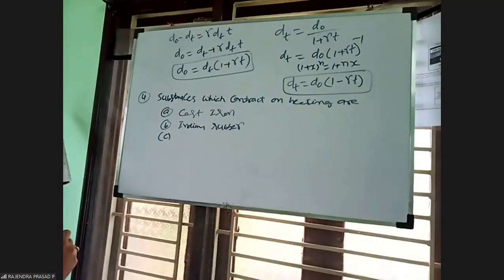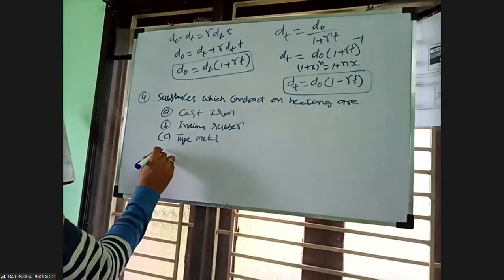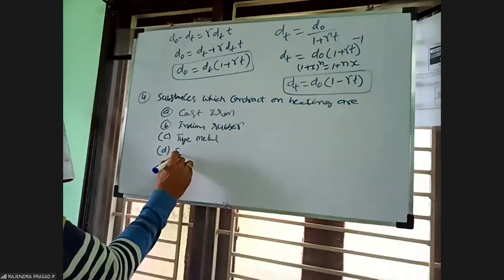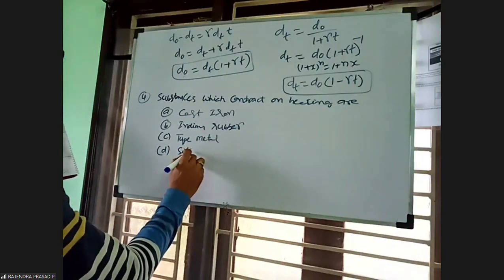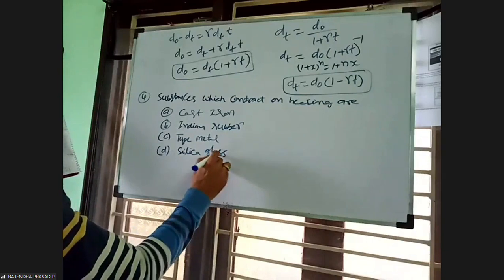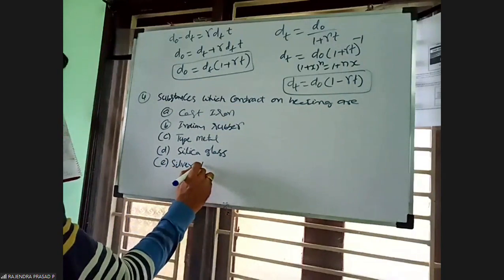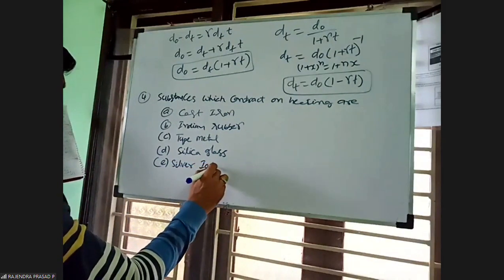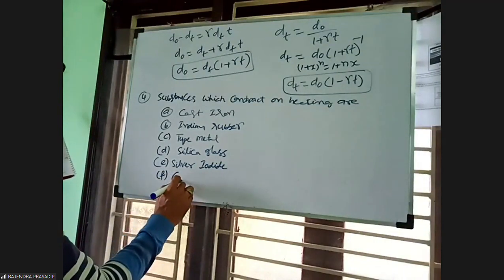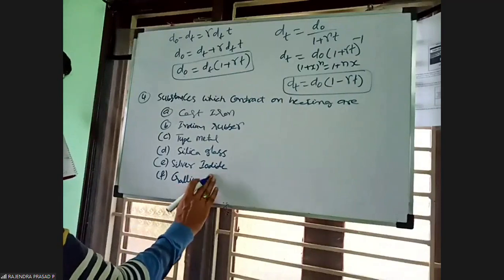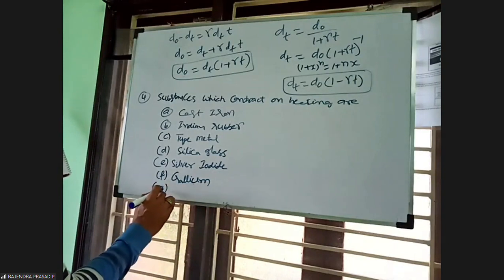Type metals. D. Silica glass. E. Silver iodide. F. Gallium. G. Bismuth.